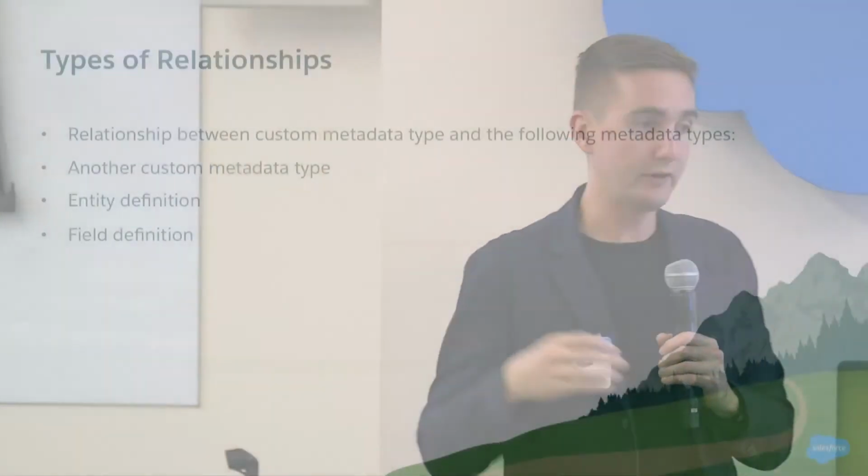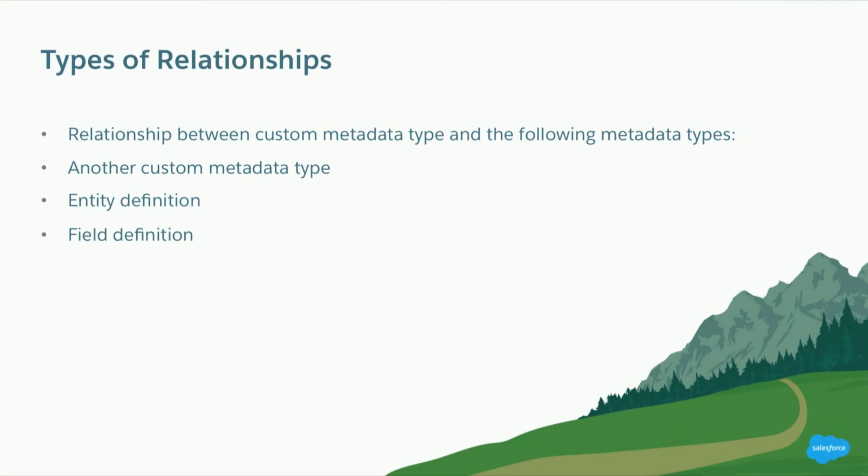So what types of relationships do we support? They're quite different, and we support 3 different types. It's a relationship to another custom metadata type, a relationship to entity definition, and a relationship to field definition. And because records of custom metadata types are metadata, the relationships also point to metadata, not to particular data records. And let me give you some examples.